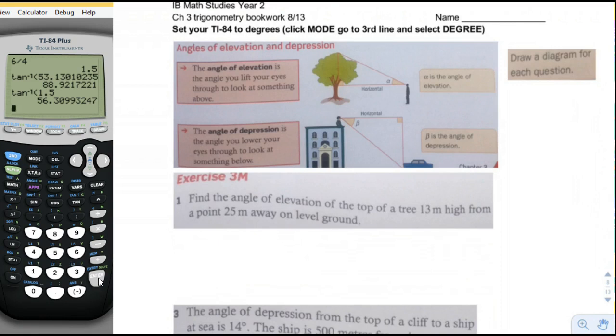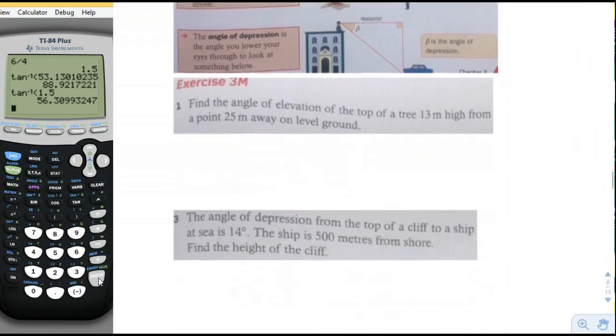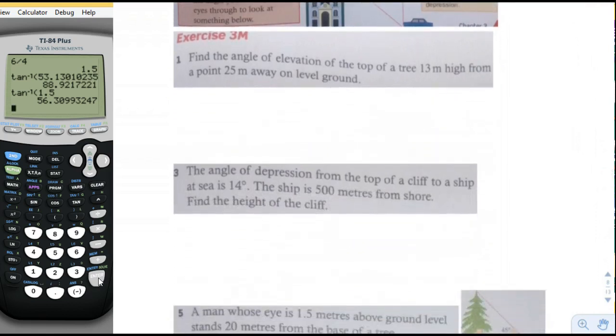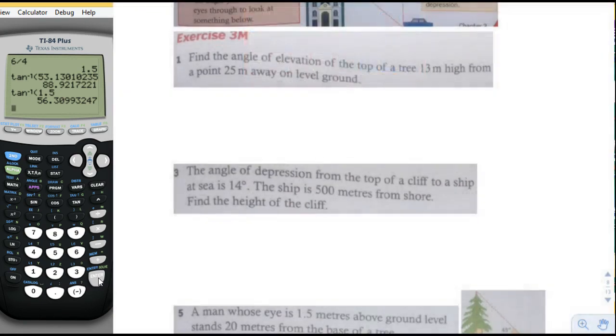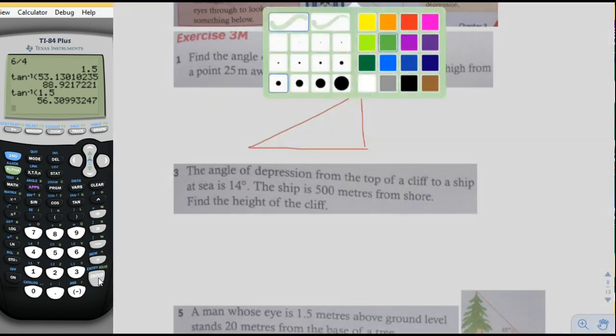Okay. So find the angle of elevation of the top of a tree 13 meters high from a point 25 meters away on ground level. Okay, so angle of elevation. So we should have something like this, just like that triangle we drew for our investigation. I'm just going to draw a little tree here.